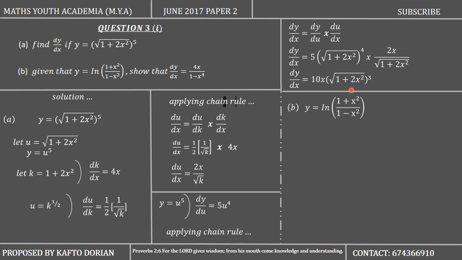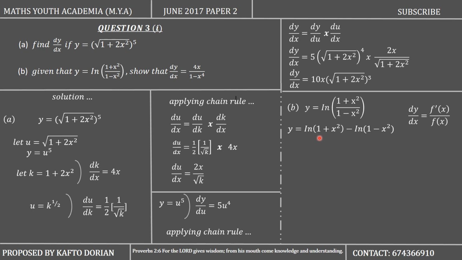Our second part now, we have been asked to show that the derivative of this function is giving us 4x on 1 minus x raised to the power 4. Using the law of logarithm, where log a on b is the same as log a minus log b. This is the same principle we are going to use here. So y equals ln of 1 plus x squared on 1 minus x squared is simply the same as y equals ln of 1 plus x squared minus ln of 1 minus x squared.